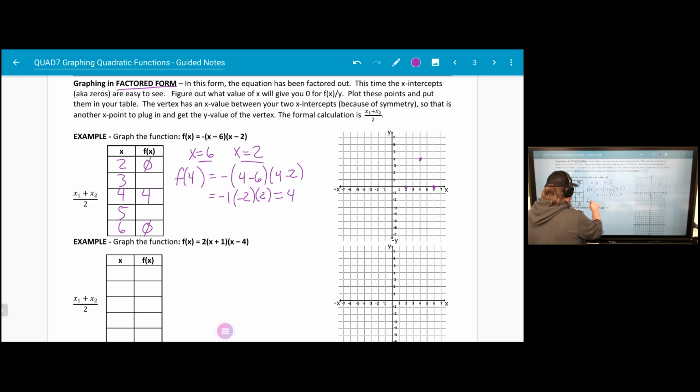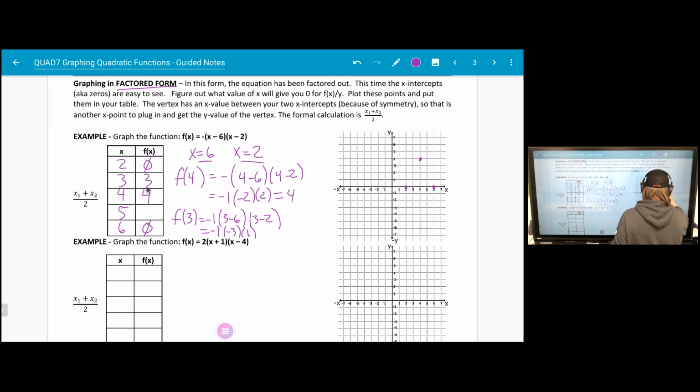The value of the function when x is 3 is -1 times (3 minus 6) times (3 minus 2). Well, 3 minus 6 is -3, so -1 times -3 times 1. -1 times -3 is 3. 3 times 1 is 3. So (3, 3) and (5, 3). We've got our parabola here.